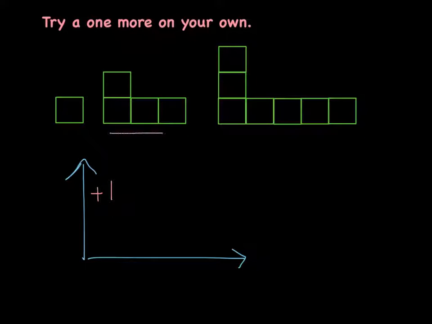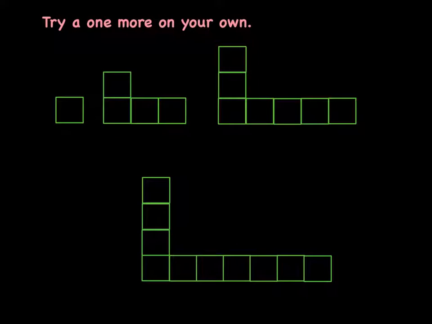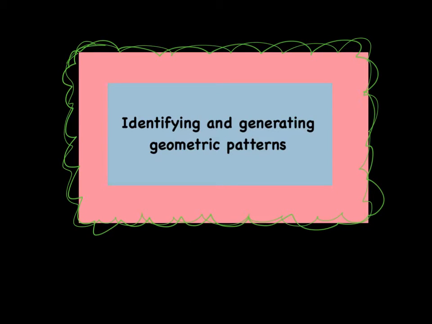Now if I'm looking at the horizontal, as I moved from step 1 to step 2, I added 2 blocks. And as I moved from step 2 to step 3, I added 2 more blocks. So horizontally, I was adding 2 blocks to each one. Therefore, my final answer should have 3 blocks vertically added onto my original, and then 6 blocks horizontally, giving me this figure. I hope you had the right answer. In this video, we learned how to identify and generate geometric patterns.